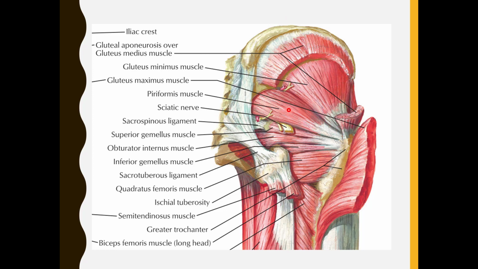See here, this is piriformis muscle. Then there will be obturator internus muscle, with the superior gemellus above it and inferior gemellus below it, and there is quadratus femoris muscle. These muscles are called deep muscles of the gluteal region. So the gluteus maximus, gluteus medius, gluteus minimus are superficial muscles, and the piriformis muscle, superior gemellus, obturator internus, inferior gemellus, and the quadratus femoris are the deep muscles.